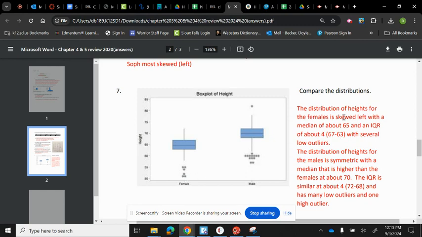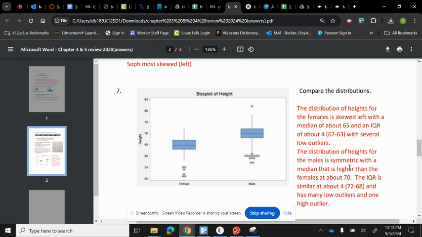The distribution of heights is skewed left for the females. It says it has a median of about 65. You just got to draw a line across. The median for the males is higher, maybe roughly at about 70. Females have an IQR of about 4. You'd need to subtract the width of the box, looks like about 4, and several low outliers.